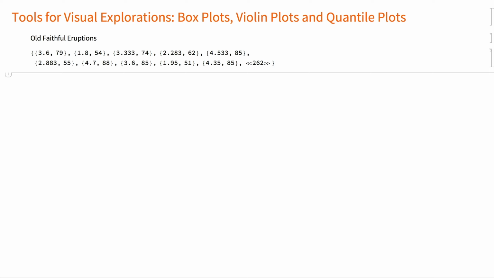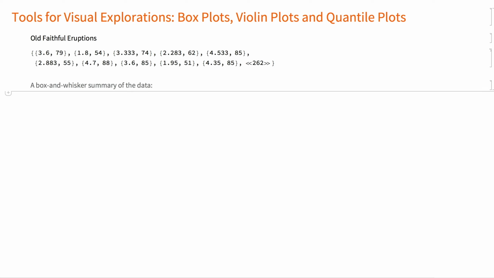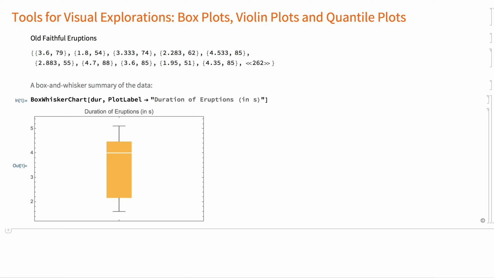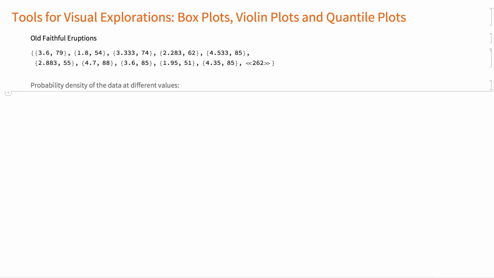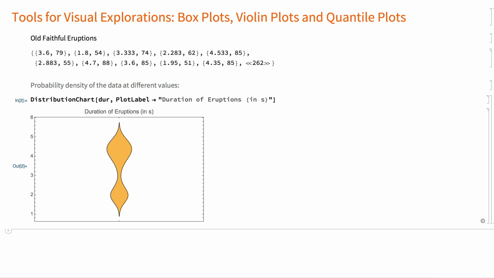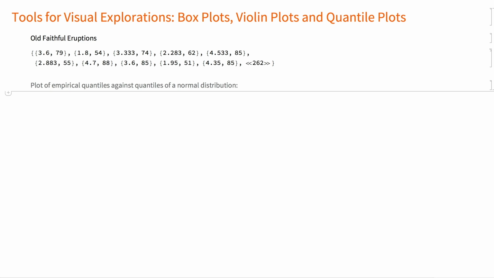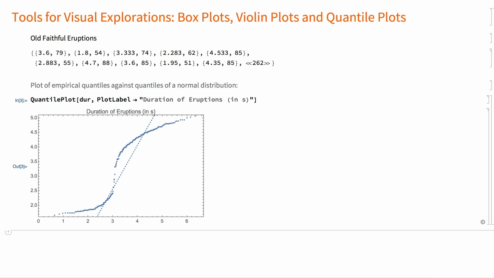Some other visualizations that can be helpful in exploring the data are box whisker plots, which show the max, median, min, as well as the first and the third quartiles. Violin plots are similar to box plots, but also show probability density of the data at different values. Finally, quantile plots compare the empirical quantiles of the data values against the quantiles of a normal distribution.